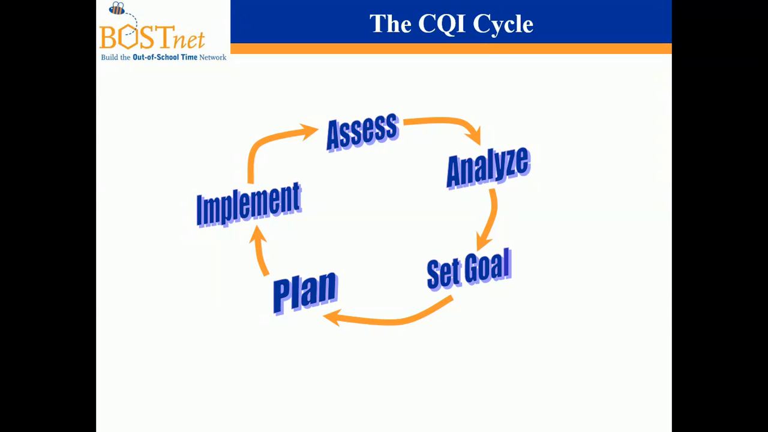Now that we really understand what the continuous quality improvement process really means, we can move to thinking about implementation in our programs. So, what you see here is what's called the CQI cycle. And this is really the process that programs can take to adopt continuous quality improvement practices in their program. So, the first stage in this is the planning stage.